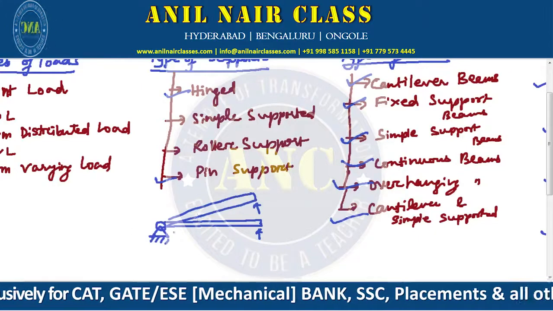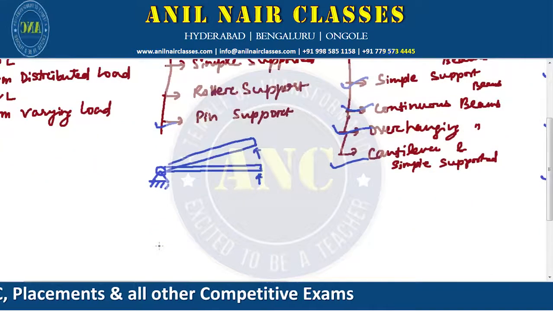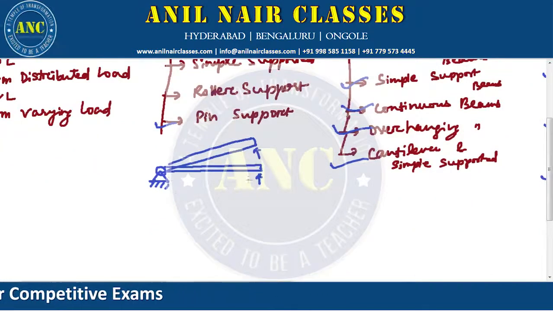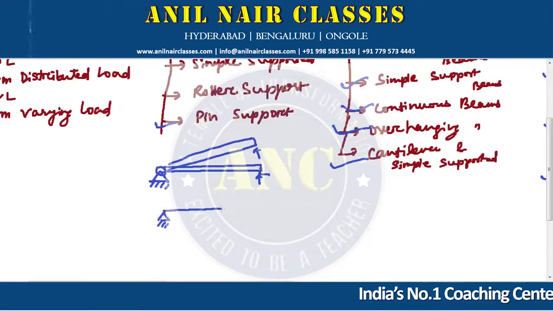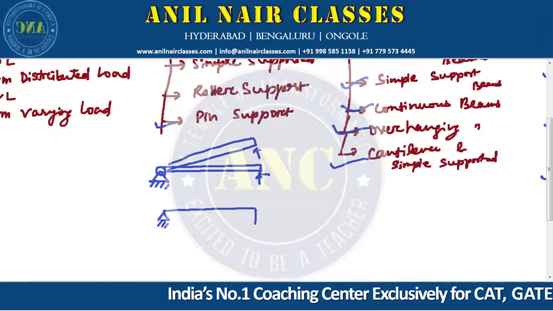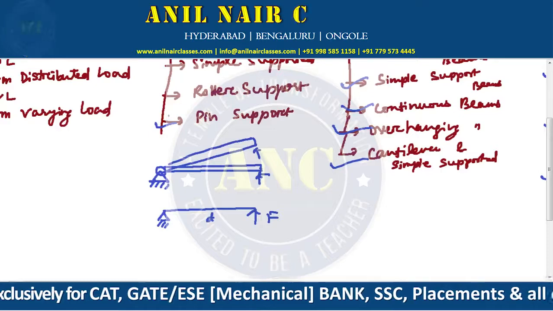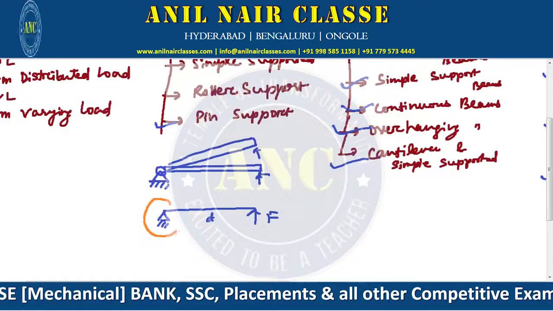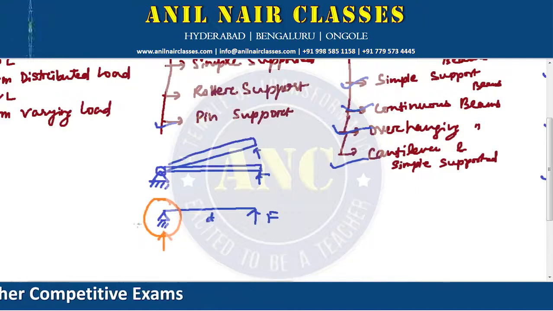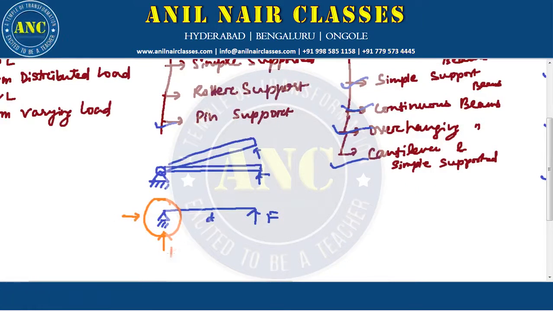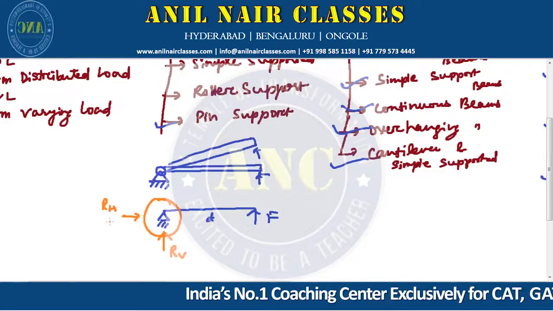If this kind of beam is there, then this will be converted to two reaction forces. For example, say this is a given hinge support and a force is given like this at a distance d. When you remove this hinge support with a reaction force, there will be two reactions acting on it: one reaction vertical, one reaction horizontal.